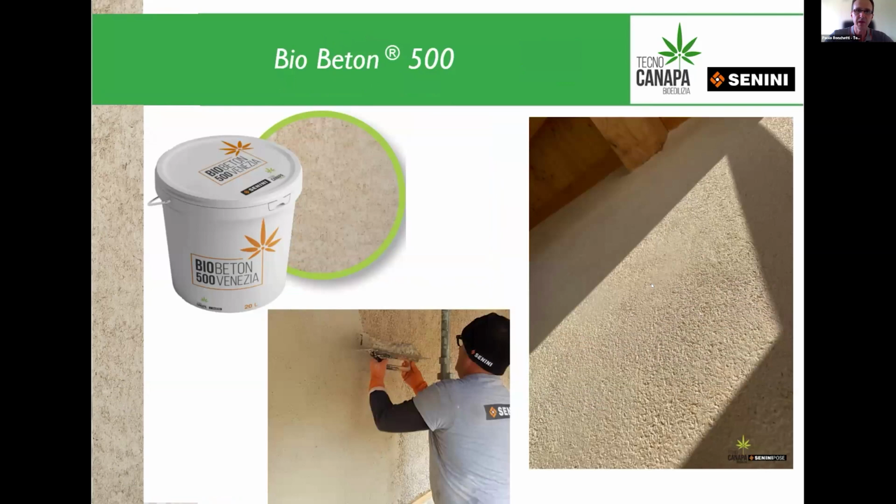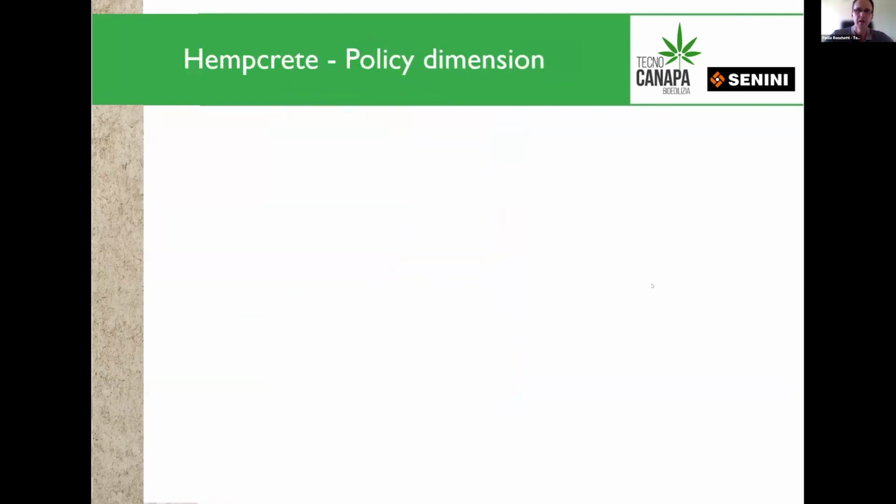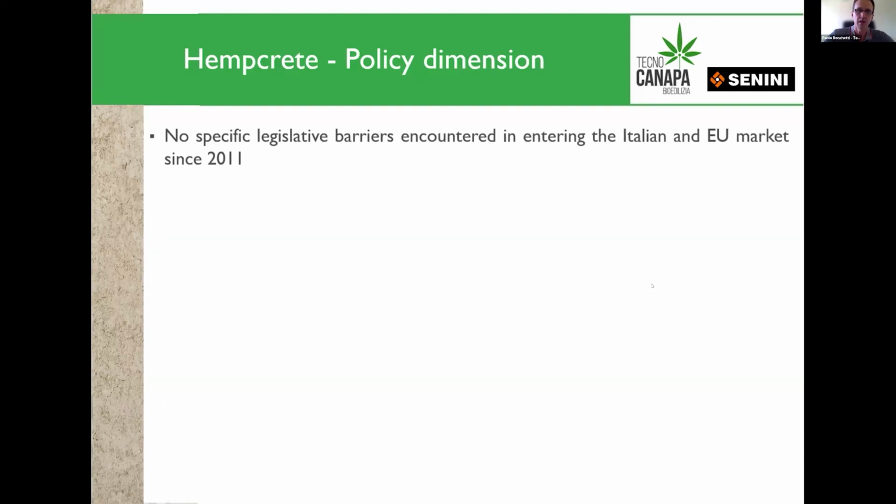Finally, the third major product is a thermal plaster, which again is made with hemp and lime and probiotics. In this case, we use finer hemp. So I now would like to go through a few points in terms of policy dimensions.